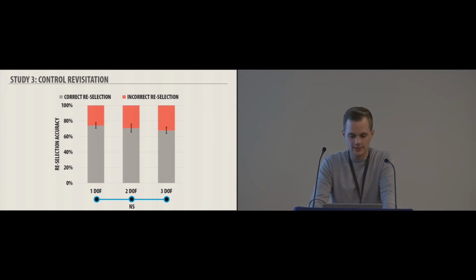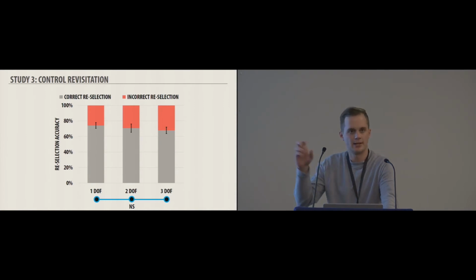So what we found here was that higher dimension placement tasks would not negatively affect the revisitation accuracy. Practically this means that if we would limit the number of a control, for example, a one-dimensional slider being better than having panning or something like that, that would not have an effect on the revisitation.